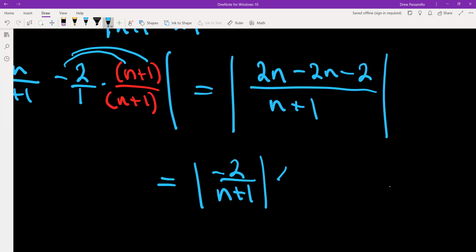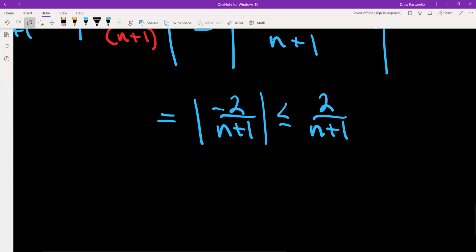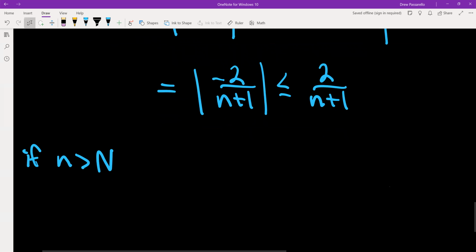And then that's going to be less than or equal to just positive 2 over n plus 1. And so we're going to be using little n. So little n is bigger than capital N. So then n plus 1, let's see.